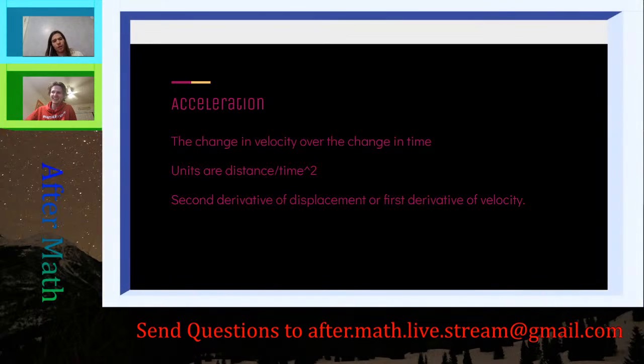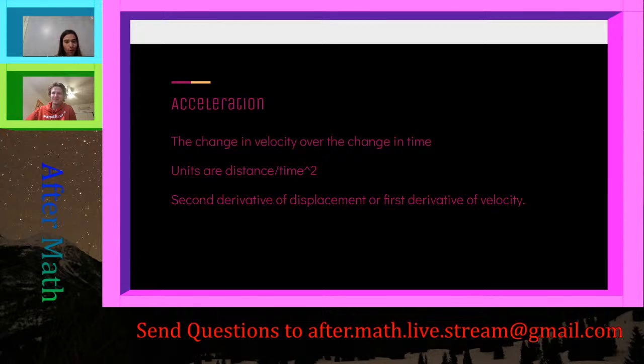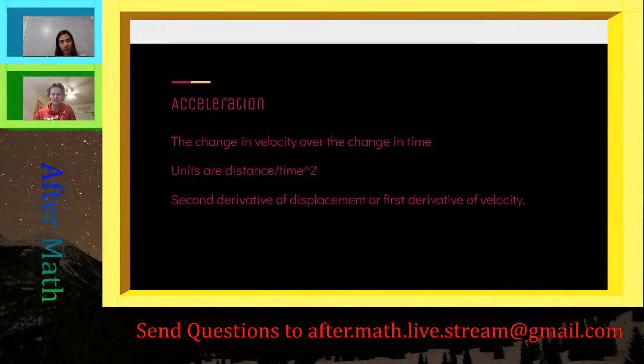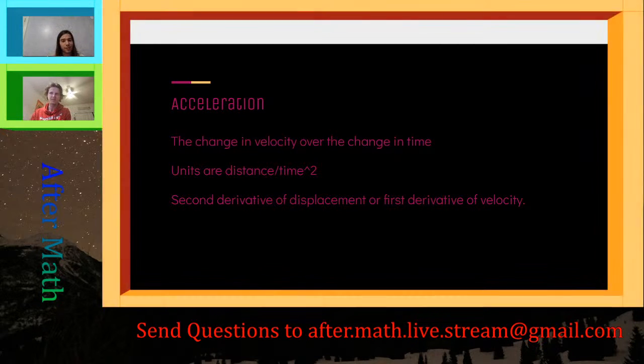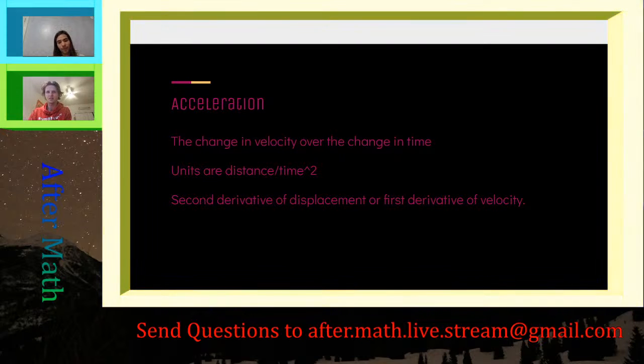Okay, so here's the deal. The units for it are just going to be distance divided by time squared, right? Because velocity, we remember, is distance divided by time, and so we have a distance divided by time again. So it becomes distance divided by time squared, okay?